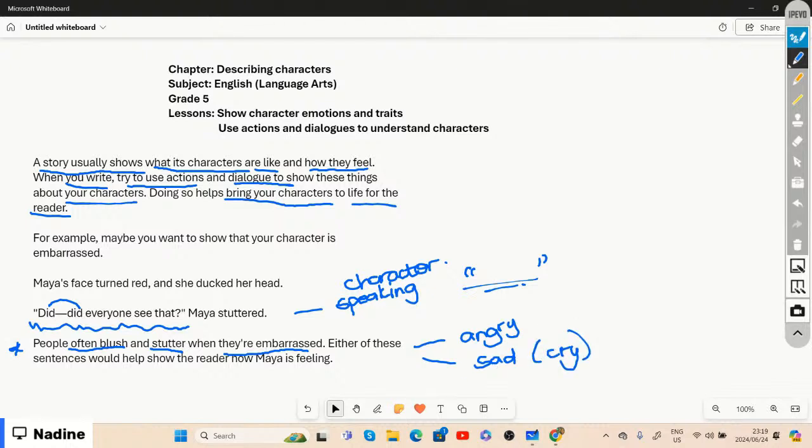So there's many ways to show a character or to describe a character when either the character is embarrassed or when the character is hurt, right? Because if I get hurt, I might not express the same emotion as the next person. But either of these sentences would help to show how the reader, who is Maya, is feeling.